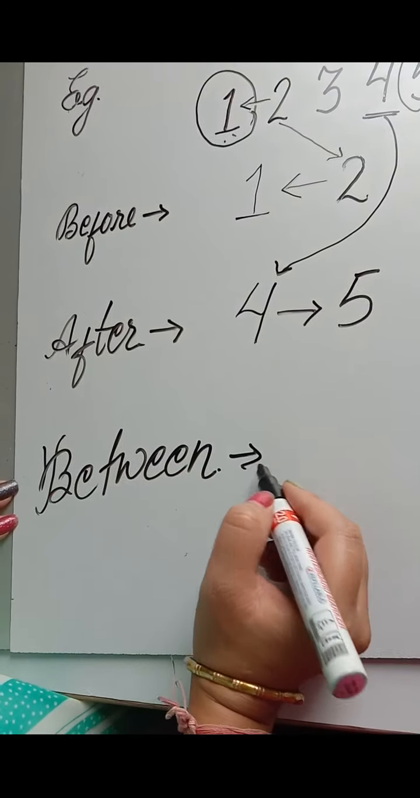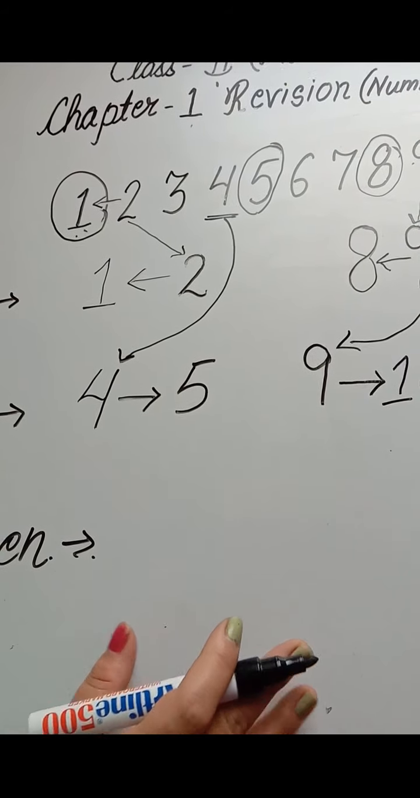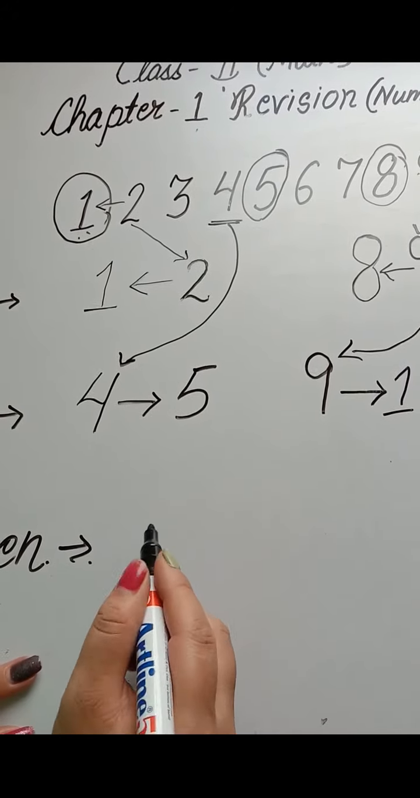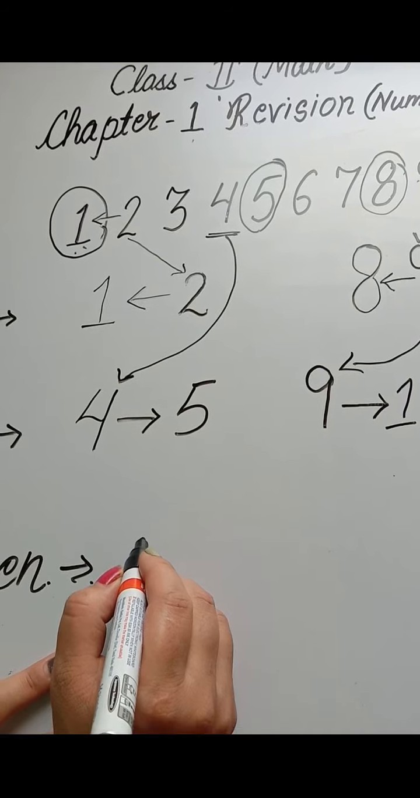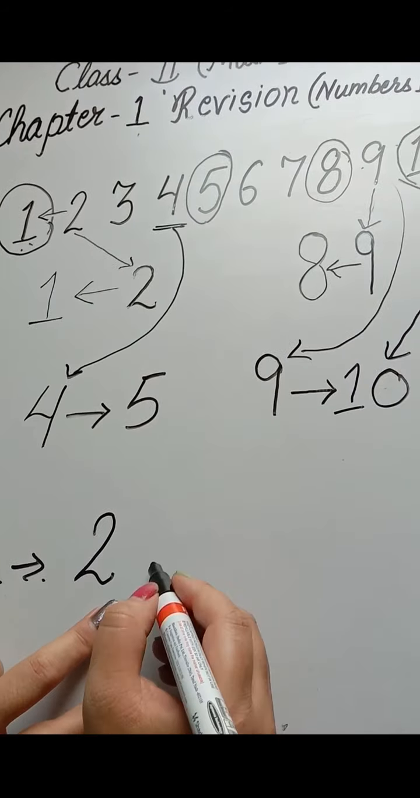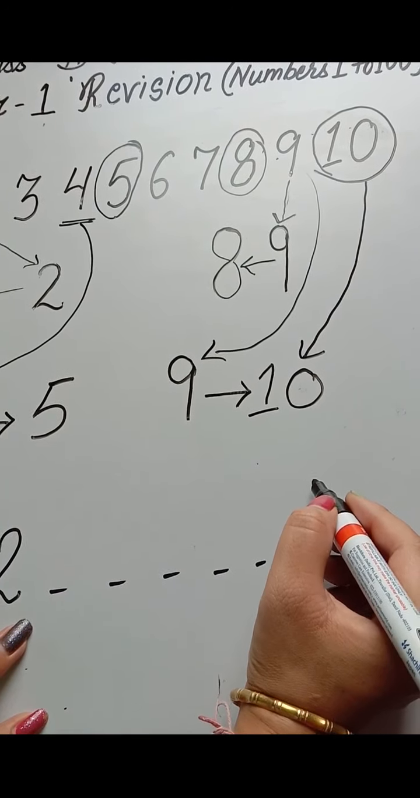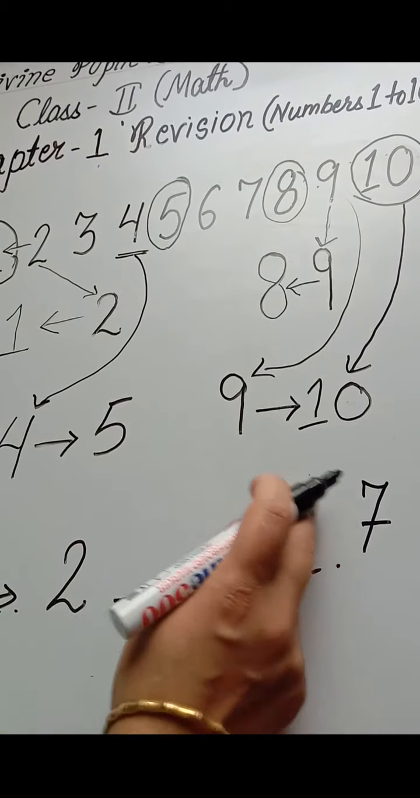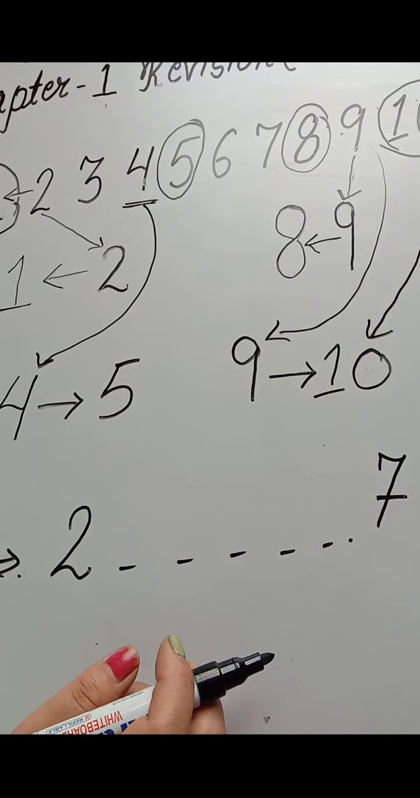Okay, what is between? Between is actually a number which comes within two numbers. Okay, within two numbers. Let's take an example. If I give you 2, and if I say 7, some numbers are missing, as we have done in the previous exercise also.